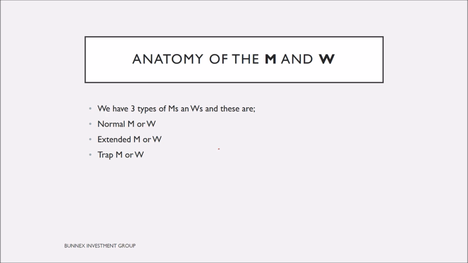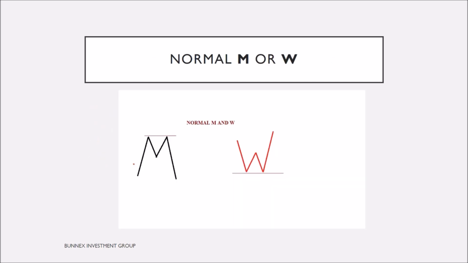So here's the anatomy of the M and W. We have 3 types of M's and W's, and these are the normal M or W, the extended M or W, and the trap M or W. Here's the normal M or W. The length of the legs will be equal, that is the first leg will be equal to the second leg. And on the W, the same concept applies. We have the same length of the first one to the second one.